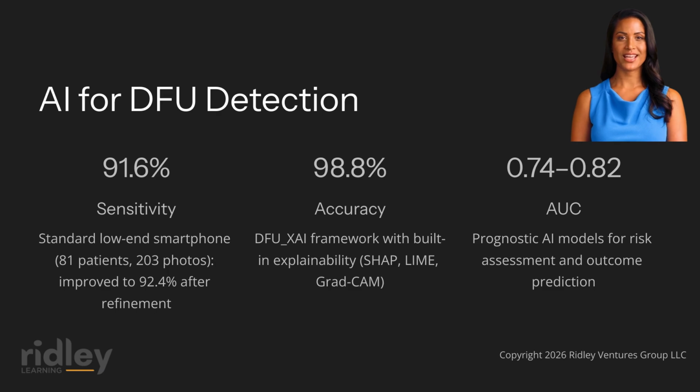More broadly, AI and machine learning methods have demonstrated diagnostic accuracies ranging from 81% to 97% for diabetic foot ulcer image and thermogram analysis, while prognostic models have achieved AUC values of 0.74 to 0.82 for risk assessment and outcome prediction. These capabilities suggest that AI tools can support not only initial diagnosis, but also longitudinal risk stratification and early identification of patients at risk for poor outcomes or amputation.